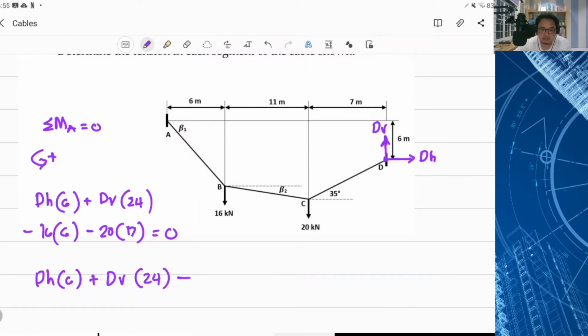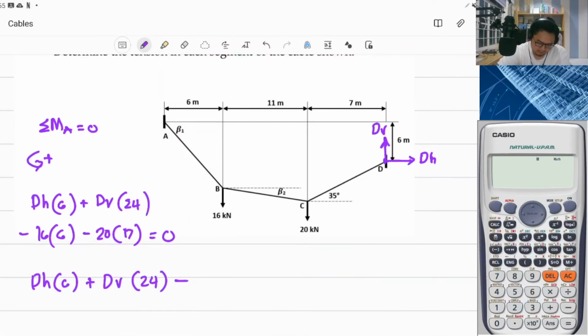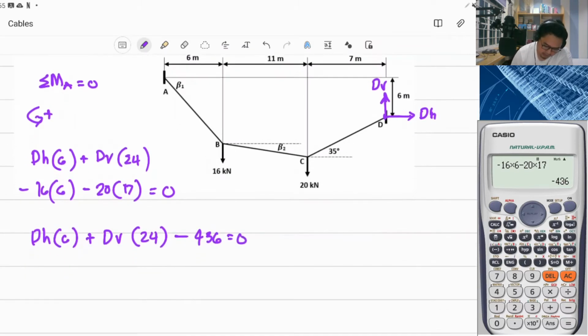minus, let's solve this, 16 times 6, minus 20 times 17. So negative 436 equals 0. We can express DH in terms of DV.